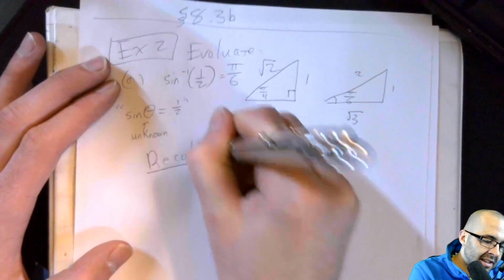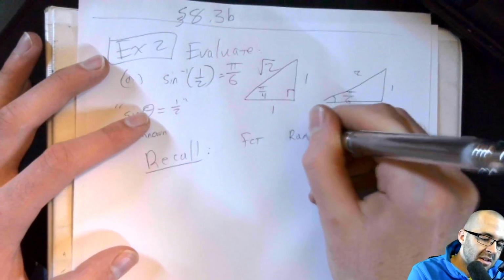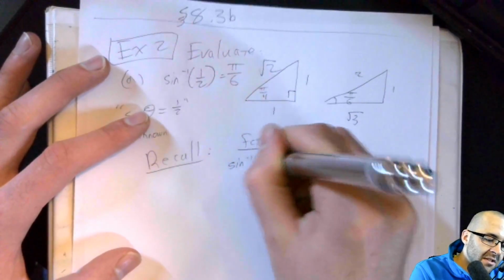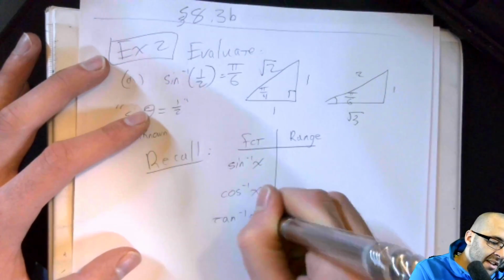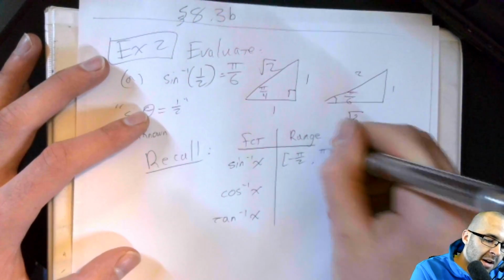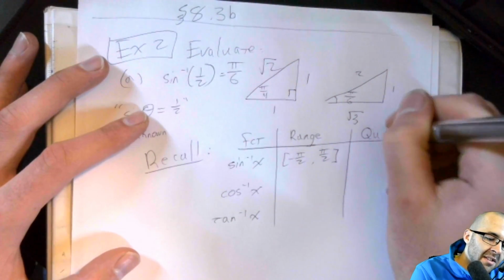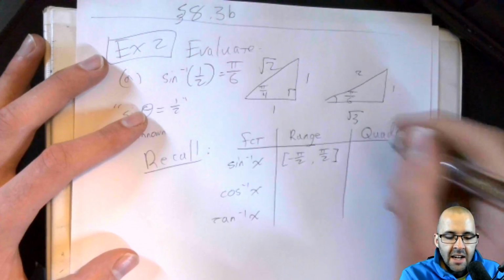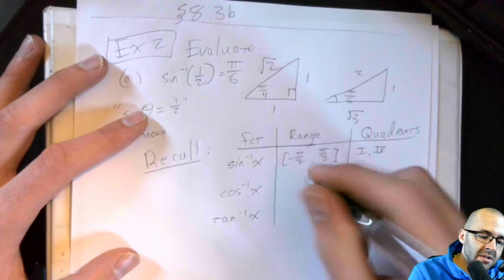This is as good a spot as any to recall it. Remember that we made a little function or a little table of various inverse functions and their range. All right, we said the range of inverse sine was negative pi over 2 to positive pi over 2. Or you can think about this, if you want to add an extra table, as quadrants. What quadrants is inverse sine going to lie in? And the answer is going to be quadrants 1 and 4. Positive angles and negative angles.